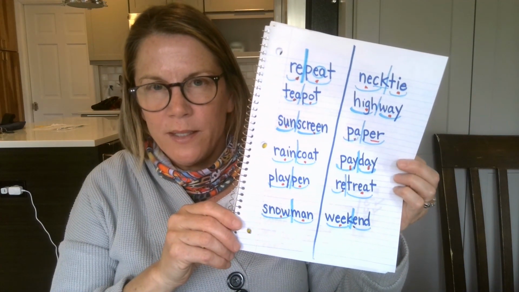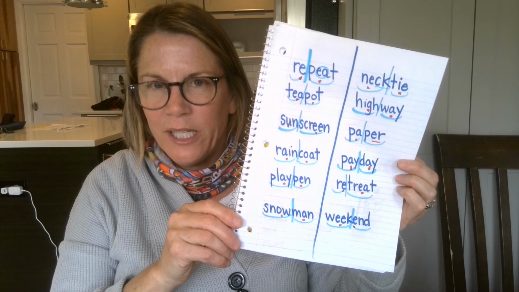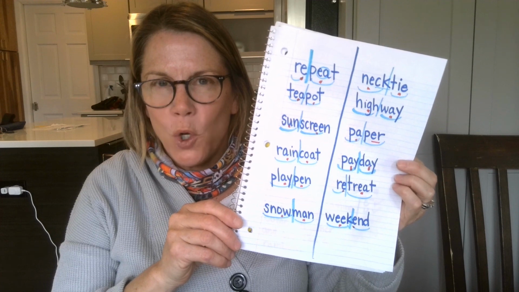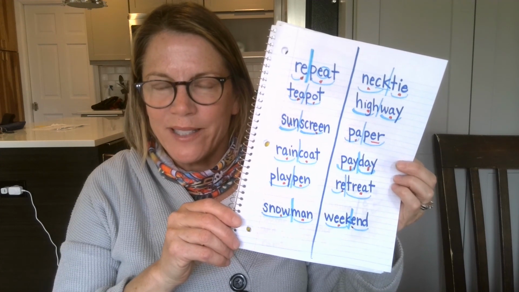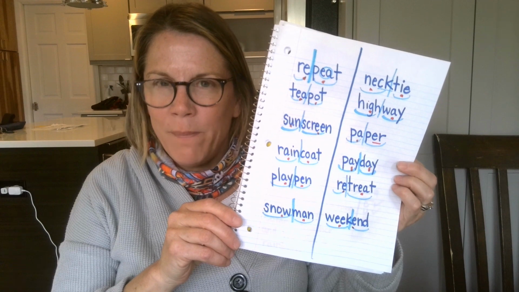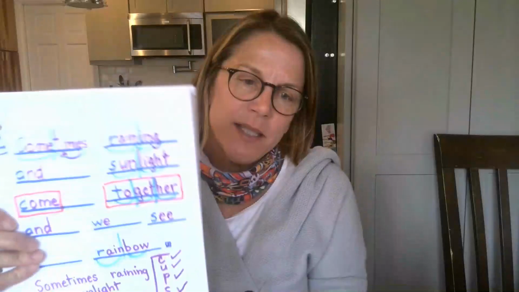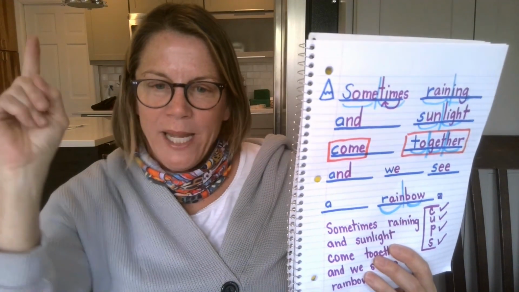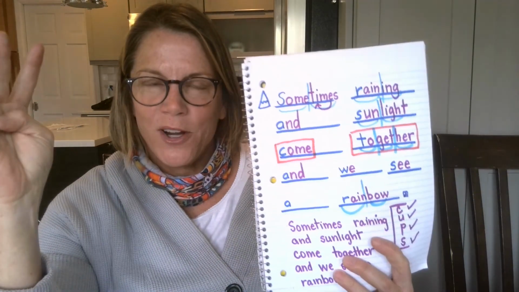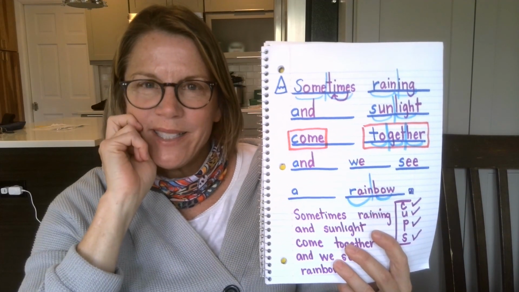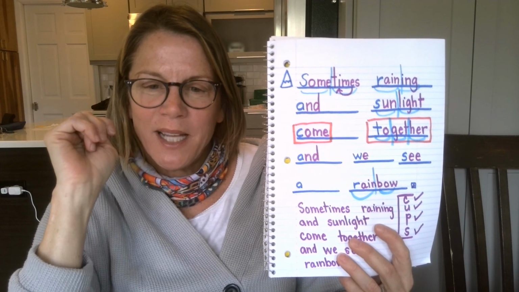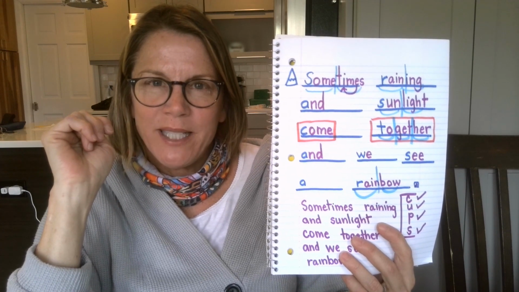2-syllable words, looking at the vowels, looking at the R controlled at the end, deciding where to break the word, thinking about if it's open or closed, and what the vowel says. By being able to do that, you'll become a better reader and a better speller. The next thing we did is we wrote a sentence together using as many spelling words as we can. We used the words raining, sunlight, and come together to make an 11-word sentence. Let's read the sentence one more time before we go. Sometimes raining and sunlight come together and we see a rainbow.